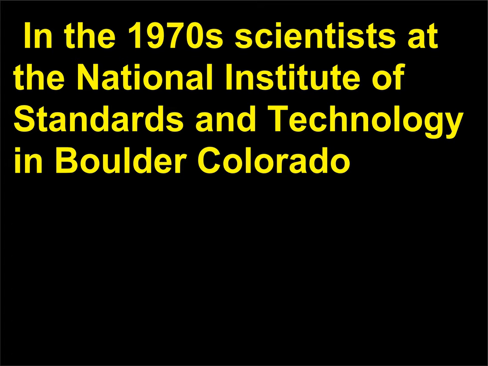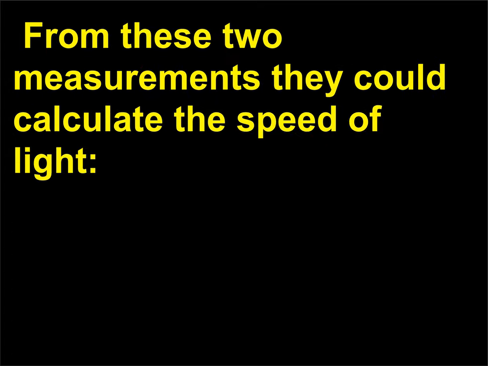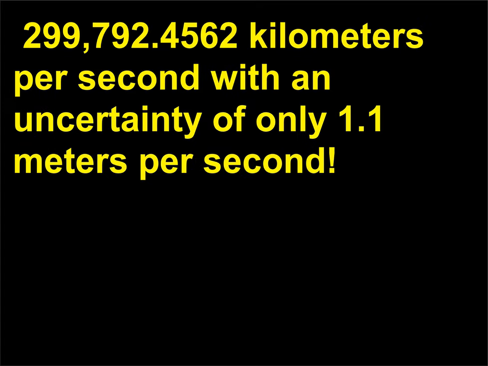In the 1970s, scientists at the National Institute of Standards and Technology in Boulder, Colorado, succeeded in directly measuring simultaneously the wavelength and the frequency of an infrared laser. From these two measurements, they could calculate the speed of light: 299,792.4562 kilometers per second with an uncertainty of only 1.1 meters per second.